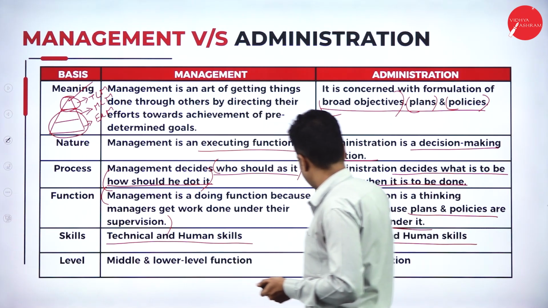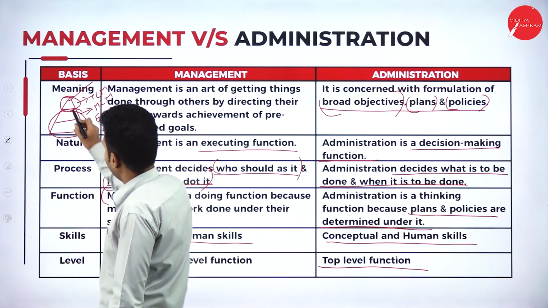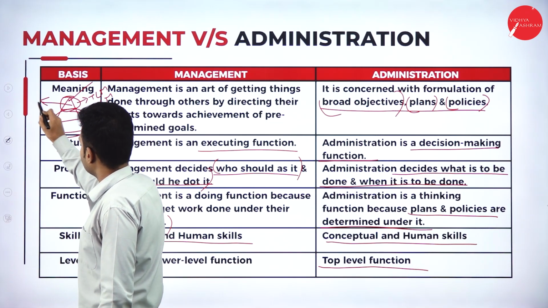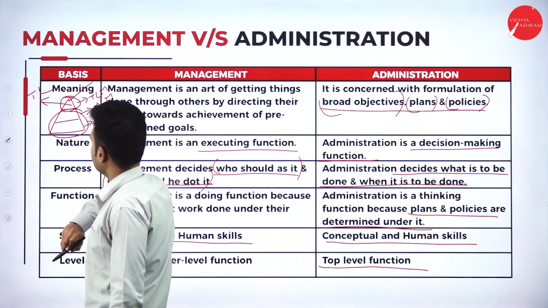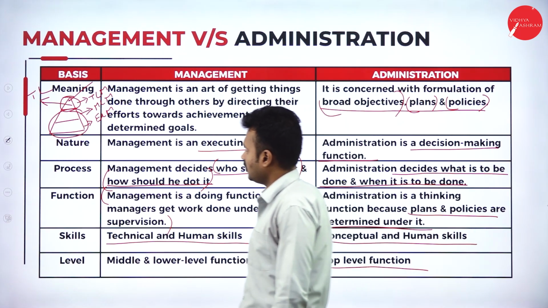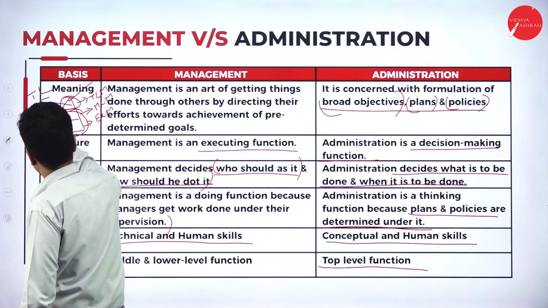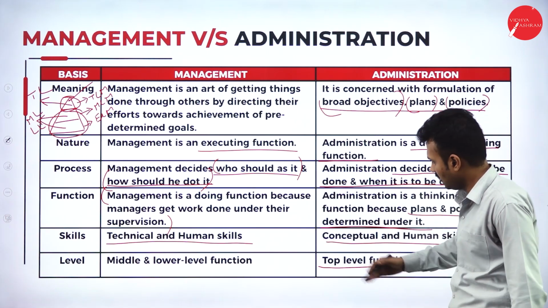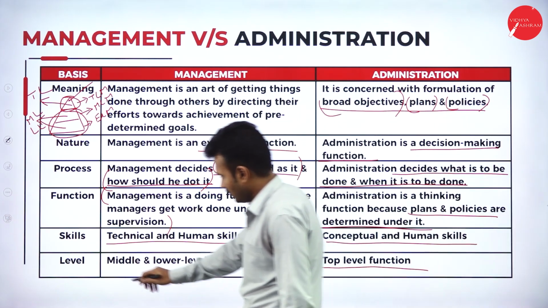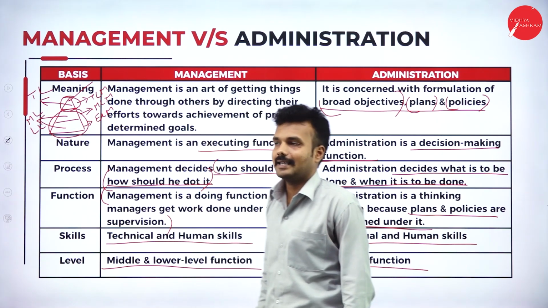Then the level. So this is the top level function of the organization. As I said, this administration is the top level function of the organization. This management is the middle and the low level function of the organization. I repeat, administration is the top level function of the organization, and management is the middle and the low level function of the organization.